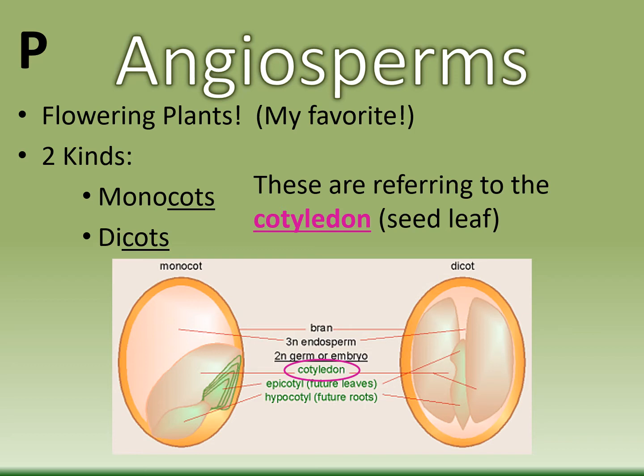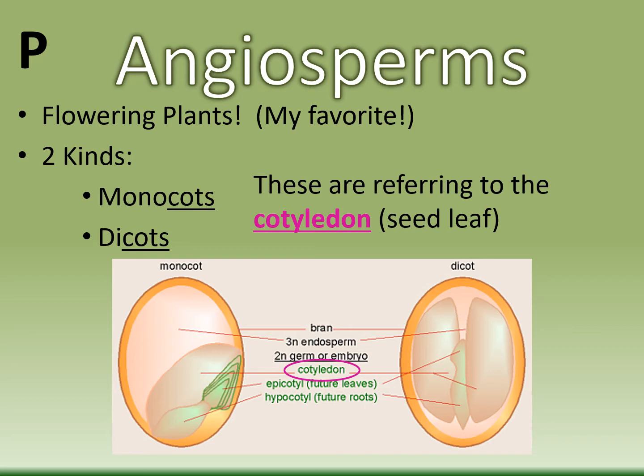They are flowering plants, and of course we're going to have to add some more choices to your plate. They come in two kinds. You have the monocots and the dicots, and these are referring to the cotyledon or the seed leaf. Just to take your memory back really quickly, these plants are going to be vascular. They're going to reproduce with seeds, and they're going to be covered seeds.